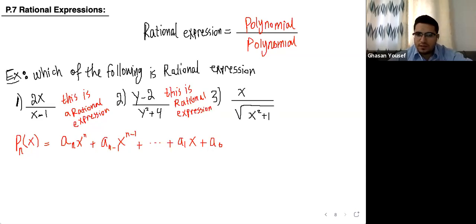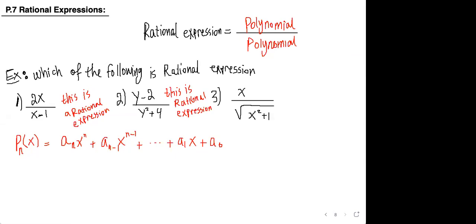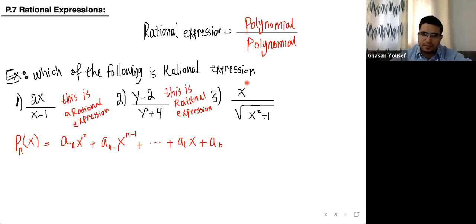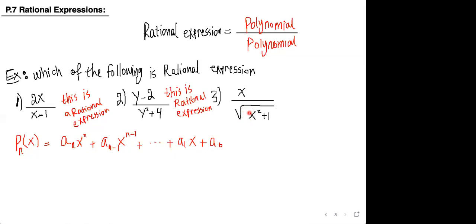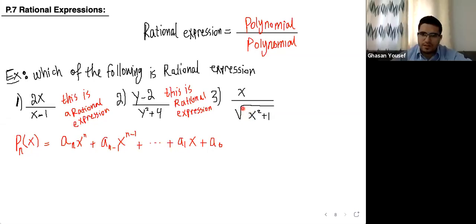What about this one? Example number 3. Is x a polynomial? Yes, the x is a polynomial, so the numerator is a polynomial. What about the denominator? Some said no, and I think that is right. It's not a polynomial.